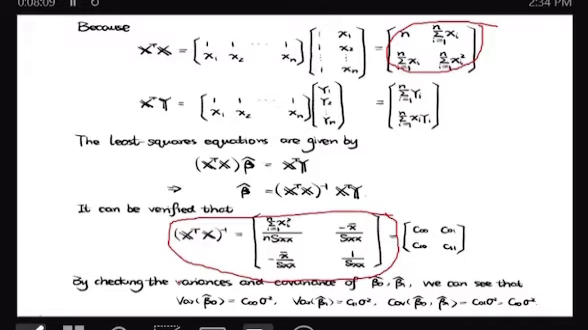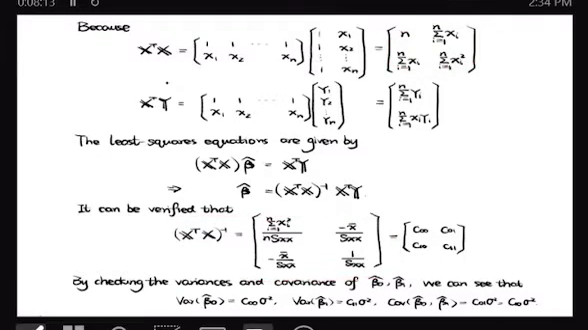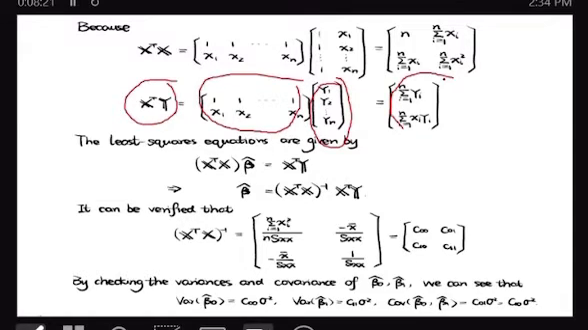Now the next thing is, what about X transpose Y? This is X transpose, this is Y. Multiplying that, I'm going to get, of course, 1, 1, 1, 1 multiplied by y1, 1 multiplied by y2, and you're going to see that that would be the summation of yi, and x1 multiplied by y1, x2 multiplied by y2, that will be the summation of xi yi. That's right.